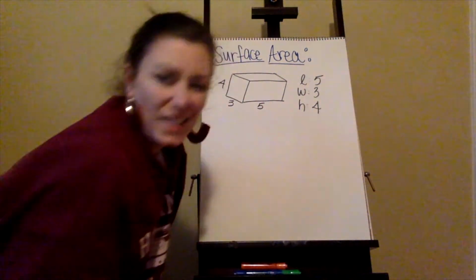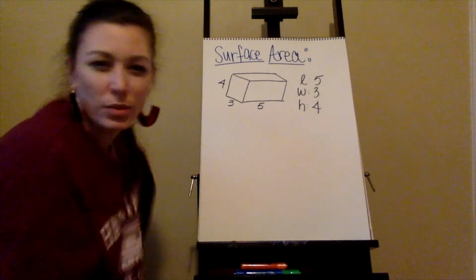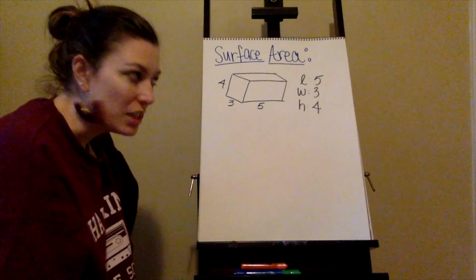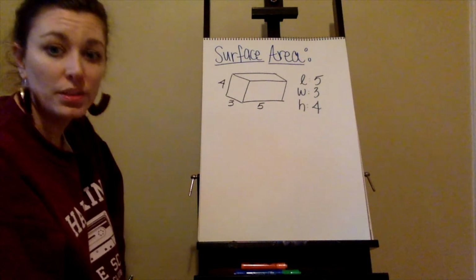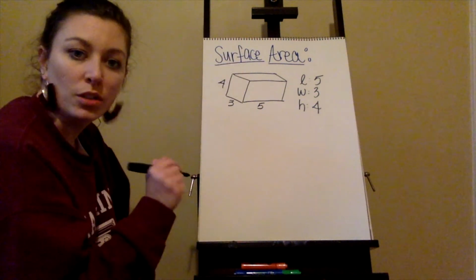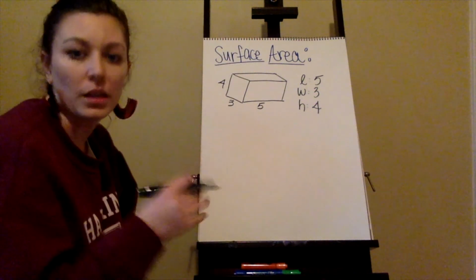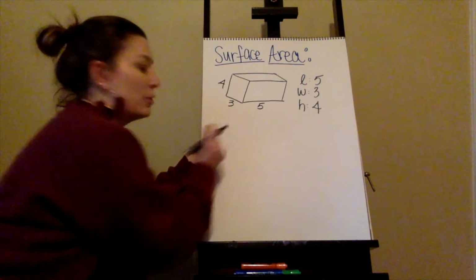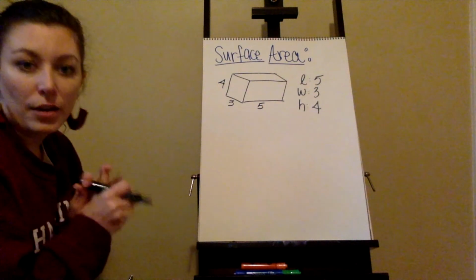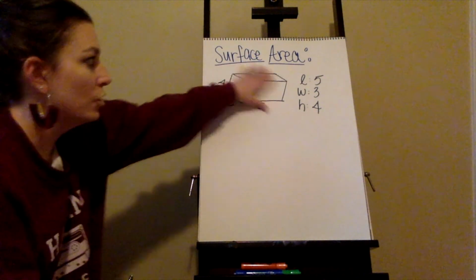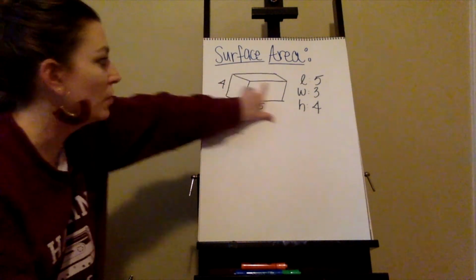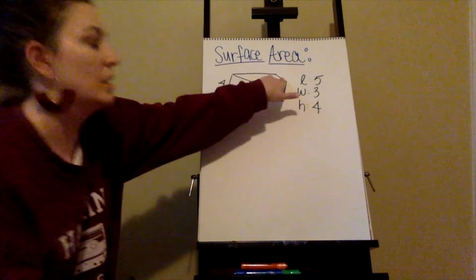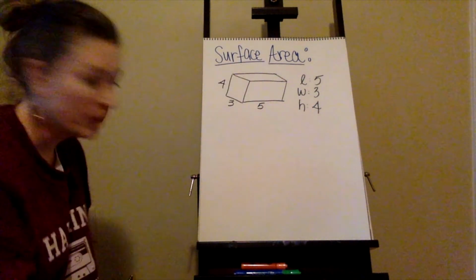Now, does it really matter which one's length, which one's width, which one's height for this? No. As long as you use them appropriately, whichever one you name as the length, you keep it as the length for the remainder of the time. So, remember when we're doing surface area, we are finding the area of the entire shape's outside. So this face, plus this face, plus this face, plus the ones that you can't see.